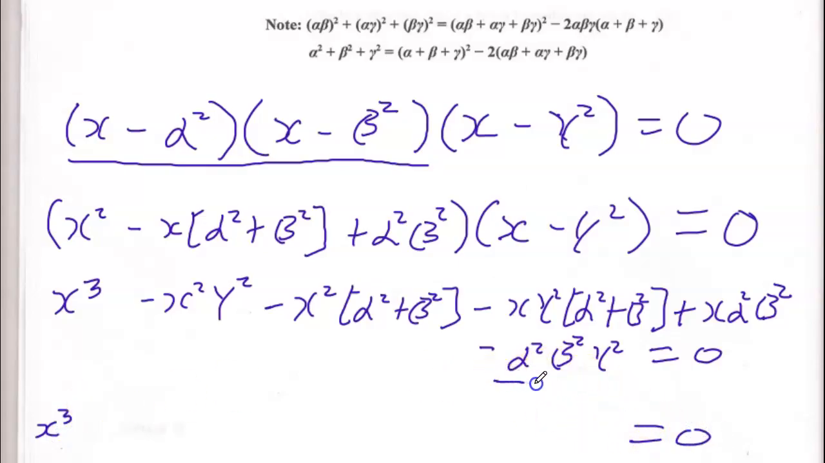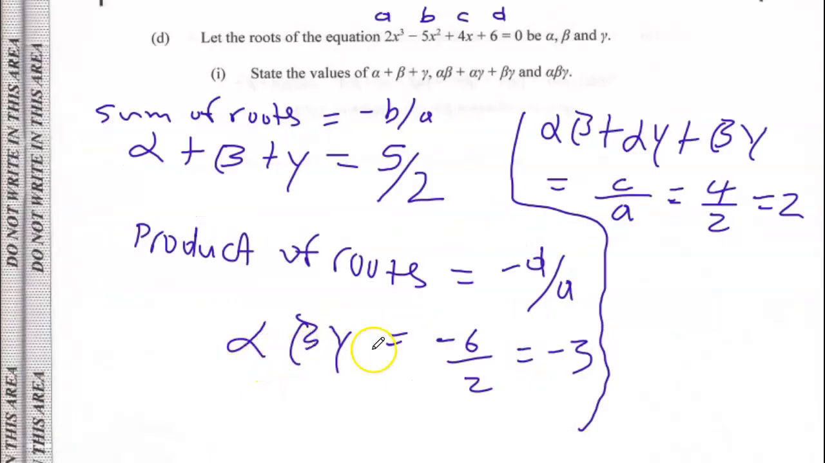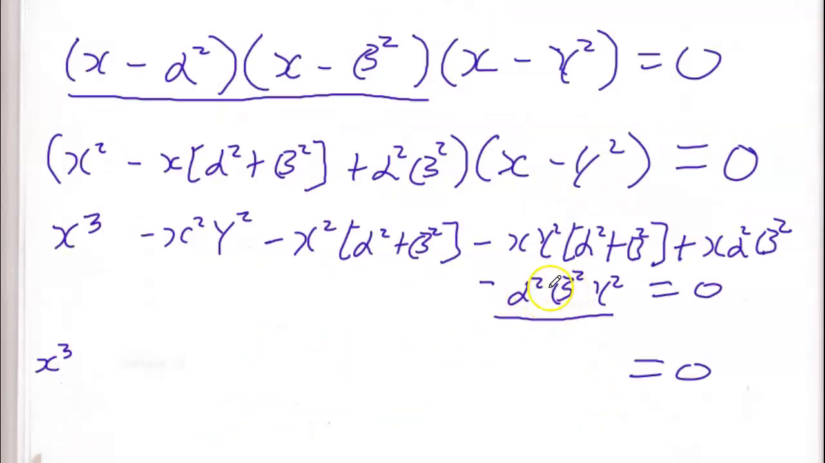Now let's deal with the last term, alpha square beta square gamma square. Remember what was the product? What was alpha beta gamma equal to? Alpha beta gamma was equal to minus 3. If we square both sides, then the value of alpha square beta square gamma square would be 9. So we replace it with 9. That's a constant, negative 9.